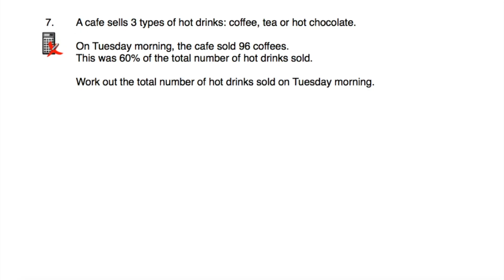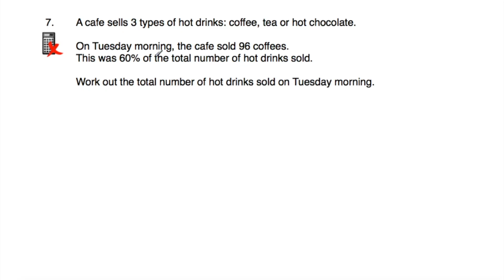And this is a non-calculator question, so I'm just putting down my calculator. And we're told a cafe sells 3 types of hot drinks: coffee, tea, or hot chocolate. So they're the 3 drinks that they sell. And on Tuesday morning, the cafe sold 96 coffees. And this was 60% of the total of the hot drinks sold. So this is 60%. And the question said, work out the total number of hot drinks sold on Tuesday morning.